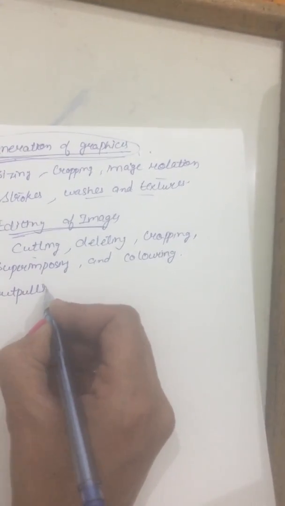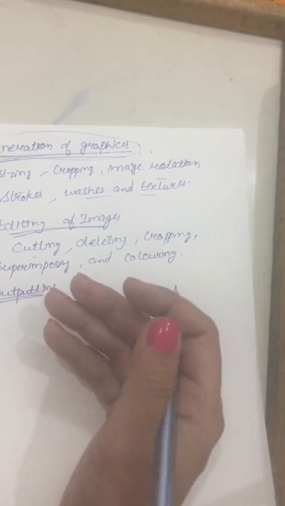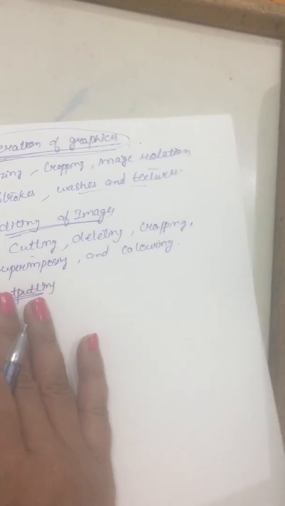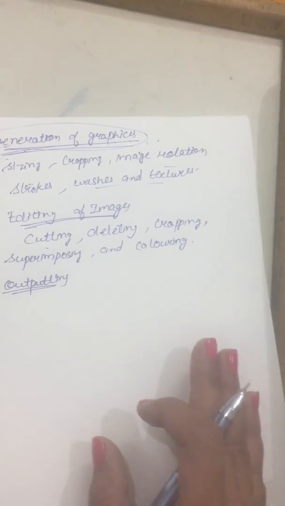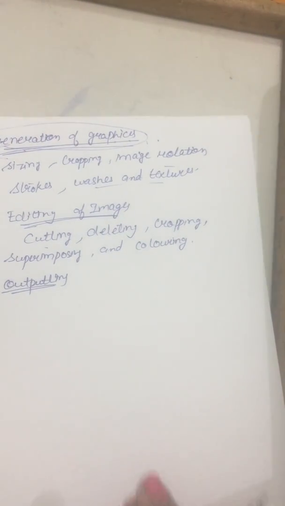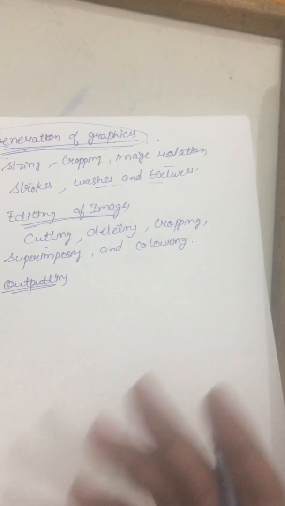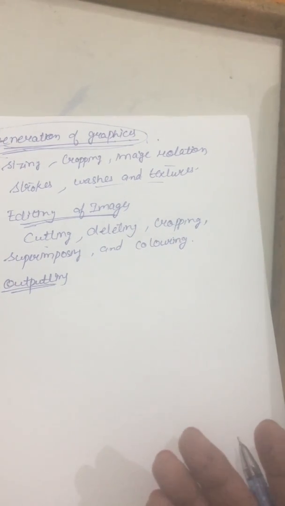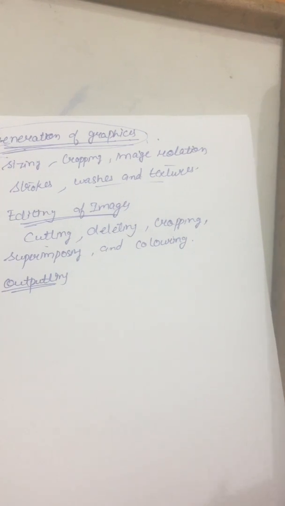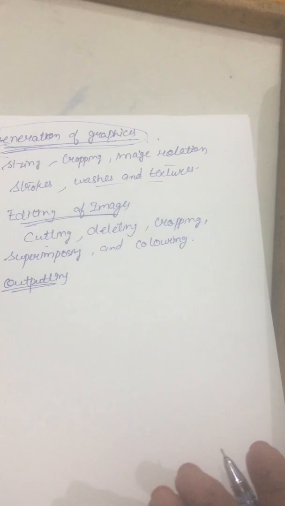And the last capability is outputting. What do you mean by outputting? Outputting means a DTP system must be able to produce output on at least one of the devices available. A laser printer can also produce acceptable output for many users. The master copy for printing is created through an image setter, which produces high resolution output.